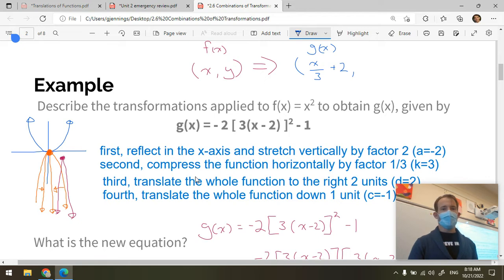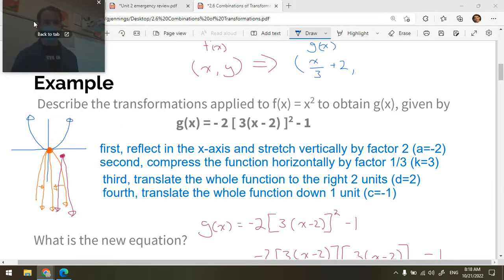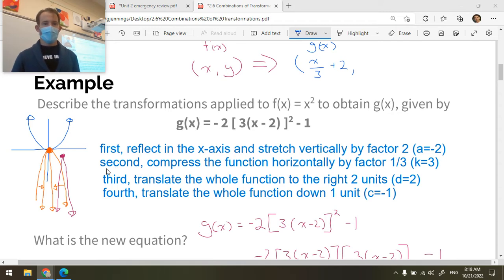Because let's take a look at the story of our x values here and what's happening to our x values. The first thing that we did was we compressed the function horizontally by factor 1/3. So we divided all our x values by 3. And then we translated it to the right 2 units. So we basically added 2 to all of our x's. So that's what the transformation of the x values looks like.